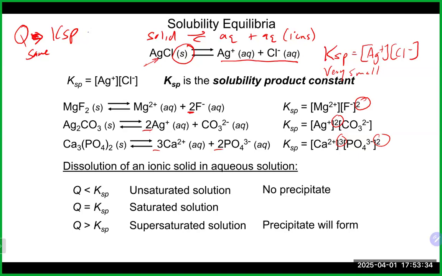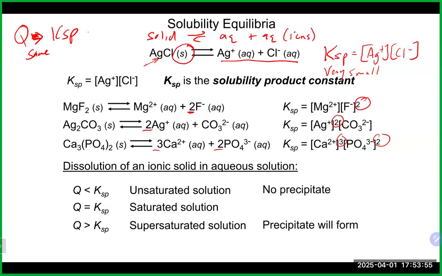If you calculate Q and it's less than the KSP, then you will have an unsaturated solution. And an unsaturated solution is a solution that has not hit the maximum amount of solute that will dissolve at a given temperature. So pretty much everything will dissolve, and you would not expect a precipitate to form.